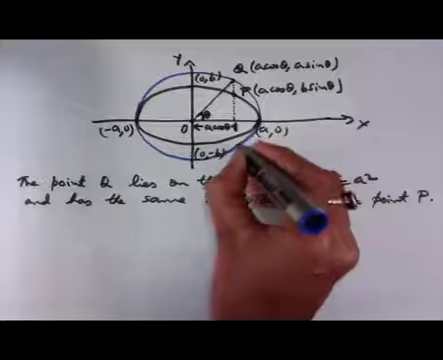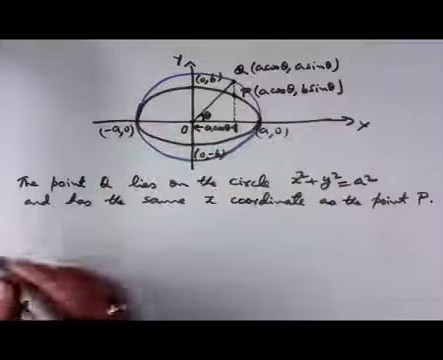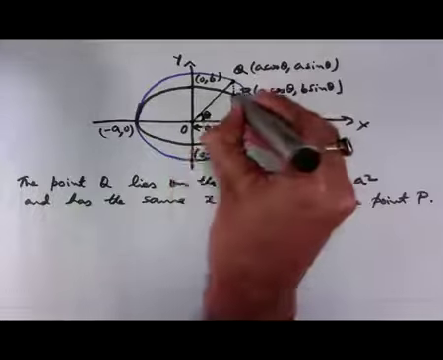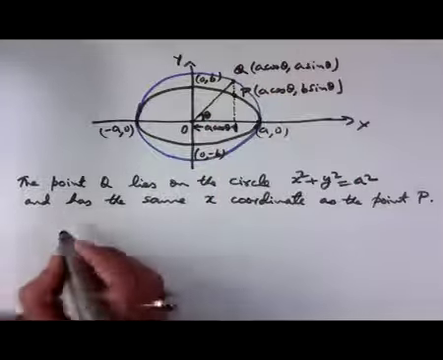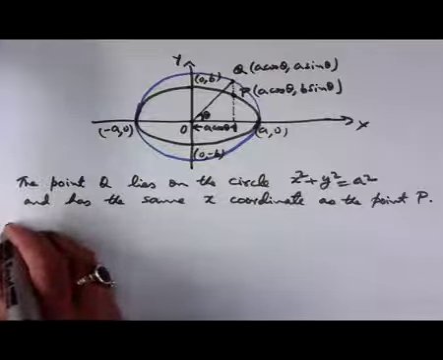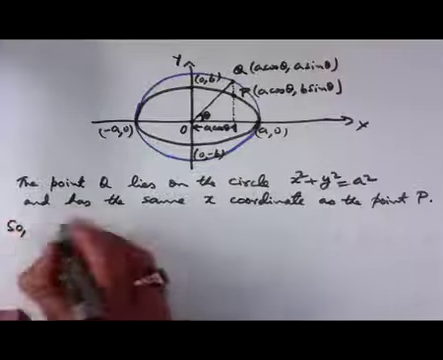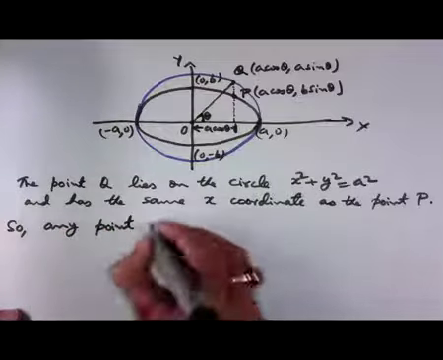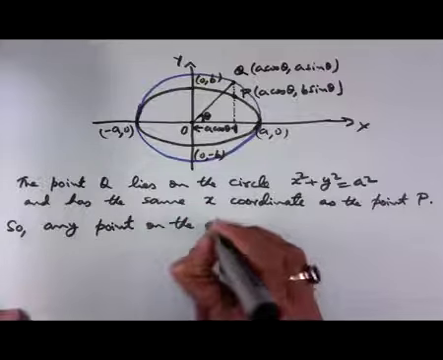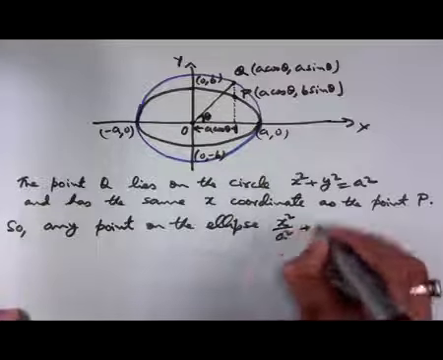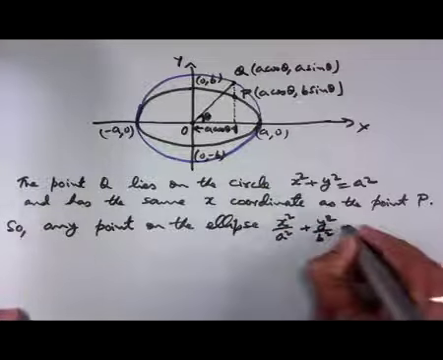This is the circle whose radius is a. So, we can find this angle theta. Any point on the ellipse x square by a square plus y square by b square equal to 1.